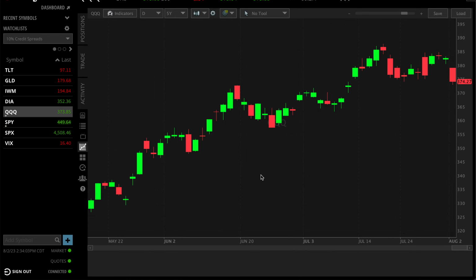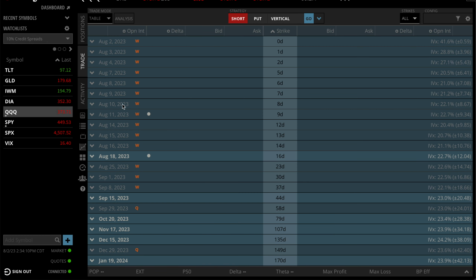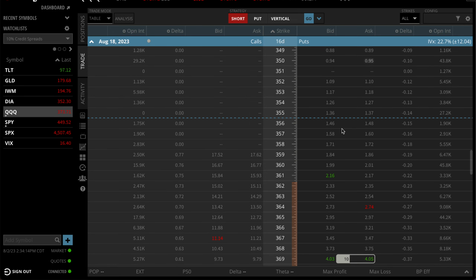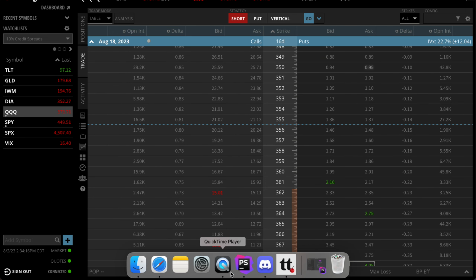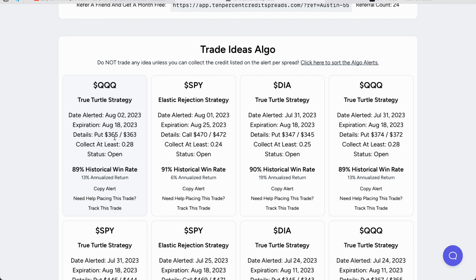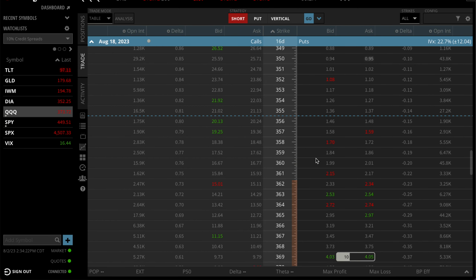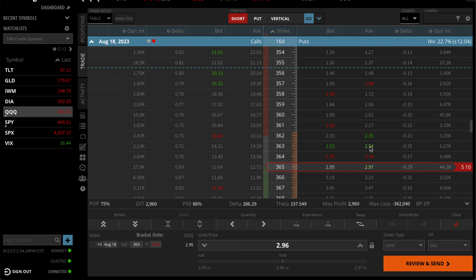Okay, so if I go into Tastytrade here, I have QQQ on my platform right here. If I go into the trade section, I'm going into August 18th, which I already have a trade on for. What was the exact price again? It was 365, 363. This is where it wants me. This is the credit spread it wants me to put on.